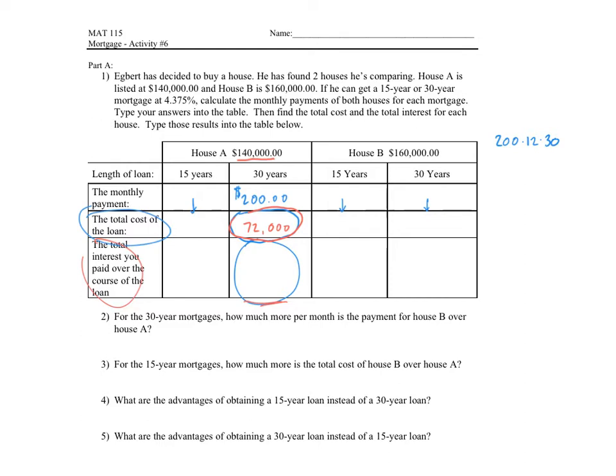Then to answer 2, 3, 4, and 5, you're just comparing different boxes to each other. For two of them, you're subtracting, so just make sure you subtract the right values. And then for 4 and 5, you're analyzing the things that you found.